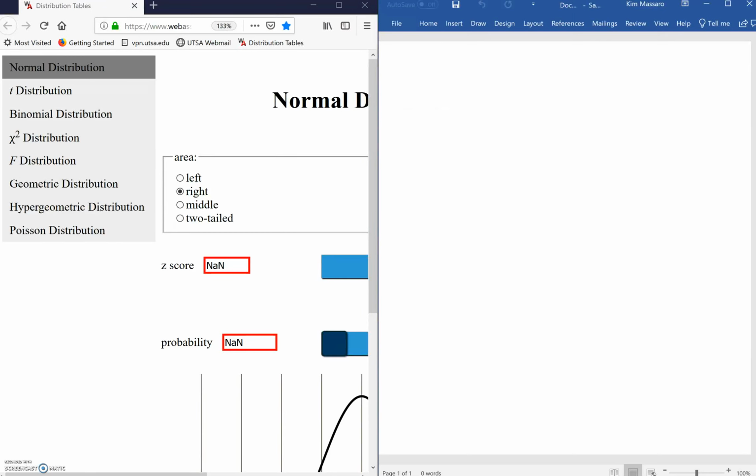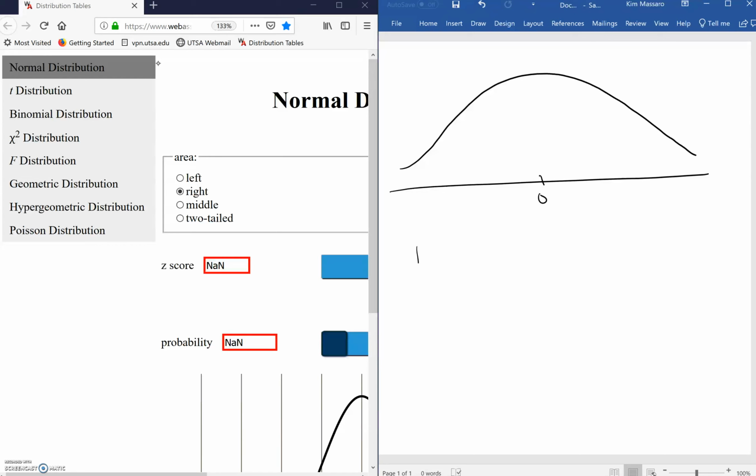In this video, we'll see how to use WebAssign technology to find p-values. Over on the left-hand side of the screen, we have all the distributions of interest. In this case, we will look at the normal distribution. The first thing we look at is area.